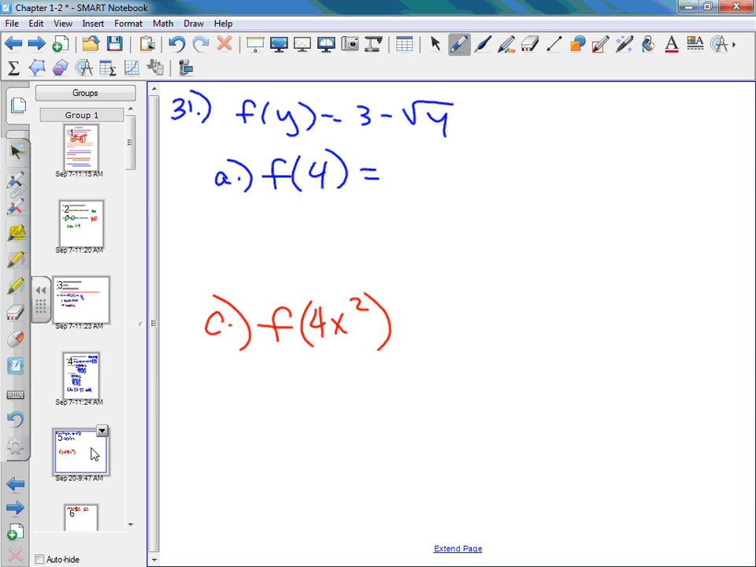F of y is equal to 3 minus the square root of y. Okay? Alright, now, what am I doing here? Plug it and chug it. So 3 minus the square root of 4. What is the square root of 4? So 3 minus 2 is 1. Yes?